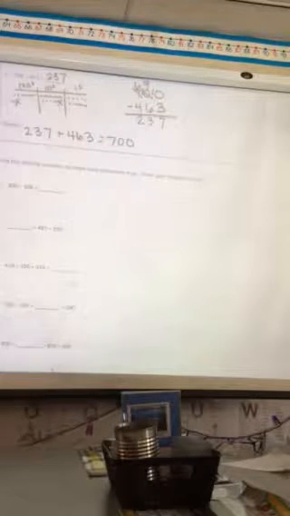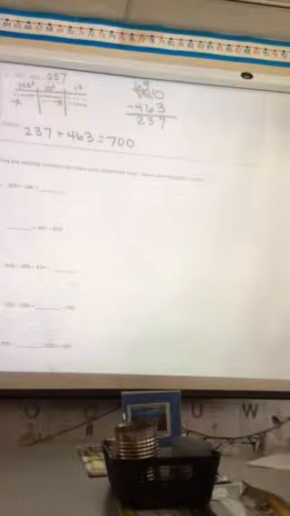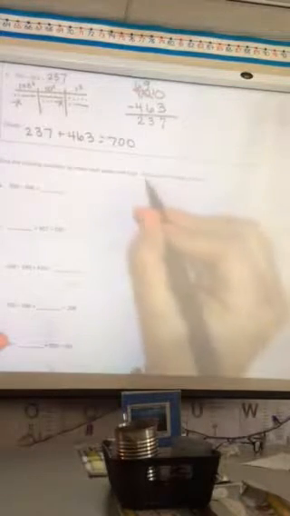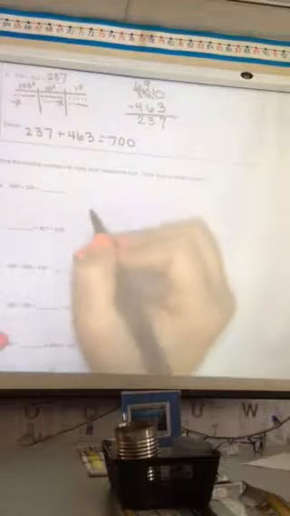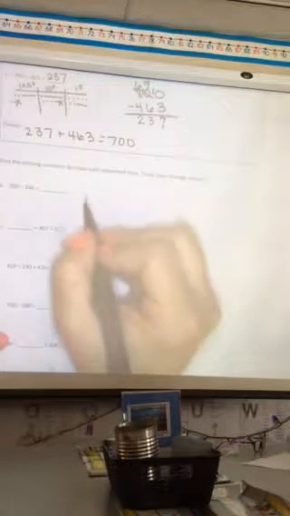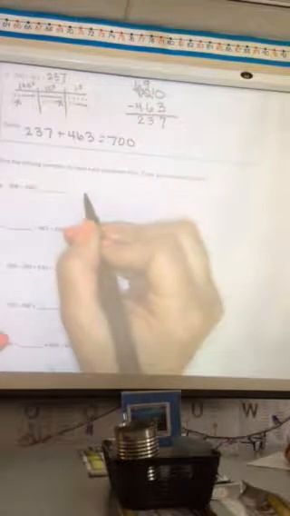Number 4 asks me to find the missing number to make each statement true. And in 300 minus 106, I can pick any strategy. Show your strategy to solve. So with 300 minus 106, I think I'm going to do the arrow way on this one.